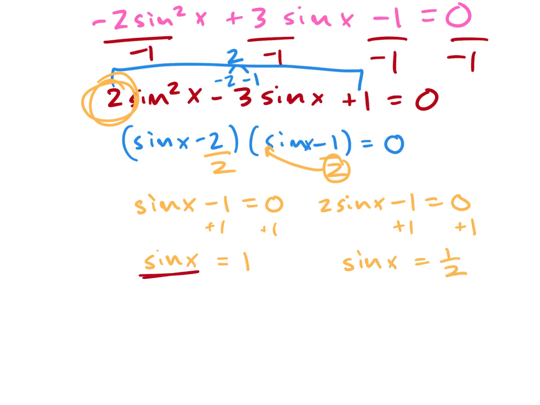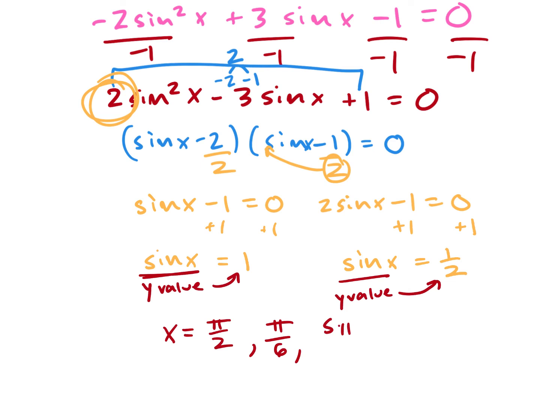So sine tells me I have to look at which value on my unit circle? The y values. So where is my y value 1? Pi over 2. Sine of x is my y values also. So where is my y value 1/2? Pi over 6 and 5 pi over 6. So these are the 3 answers.